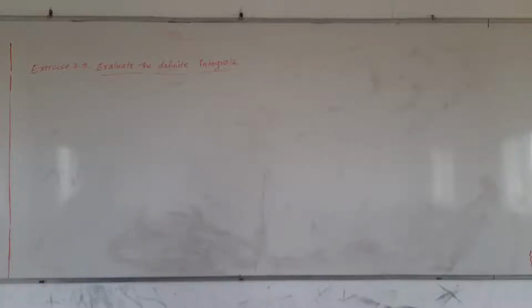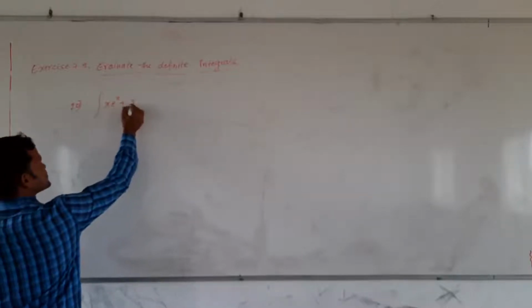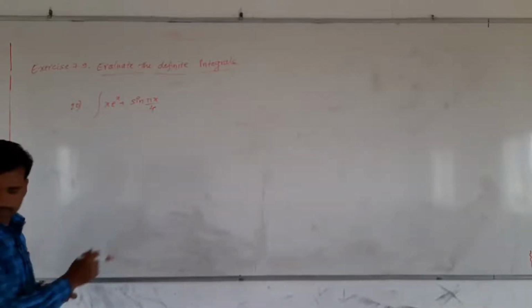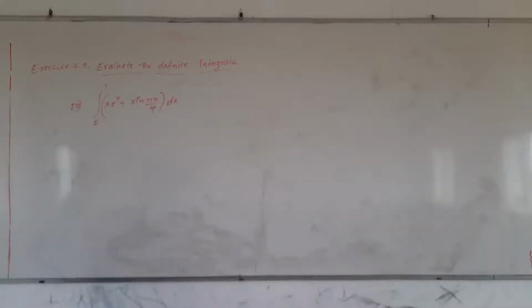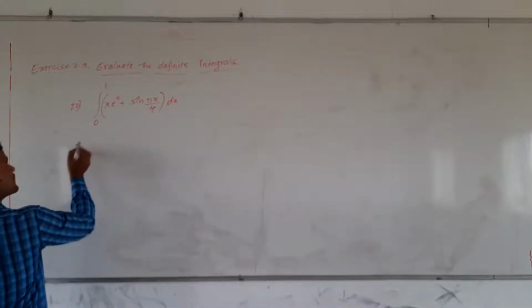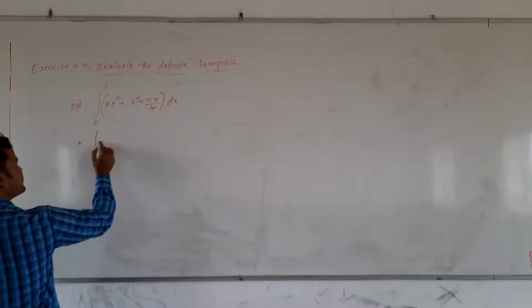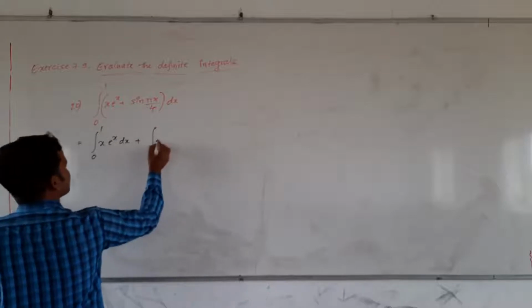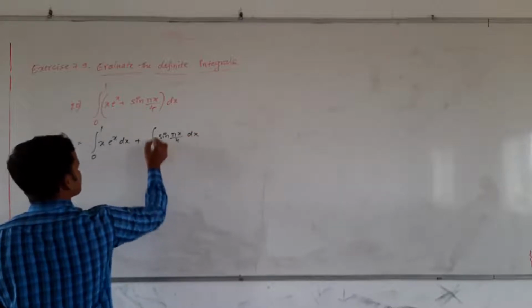Problem number 20 is the integration of x into e raised to x plus sin of pi x by 4, into dx, from 0 to 1. Here we will take it as the sum of two integrals. The first integral is the integration of x into e raised to x into dx from 0 to 1, plus the second integral, the integration of sin of pi x by 4 into dx from 0 to 1.